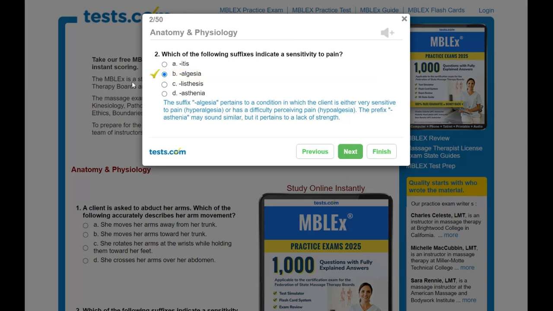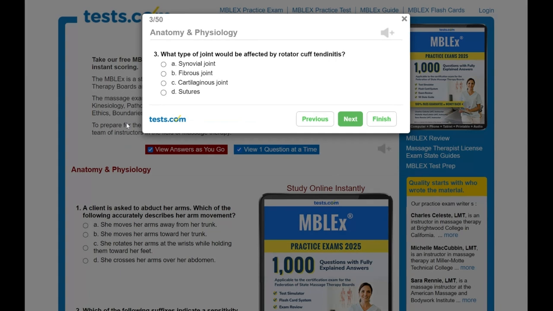B. Algesia. The suffix algesia pertains to a condition in which the client is either very sensitive to pain, hyperalgesia, or has a difficulty perceiving pain, hypoalgesia. The prefix asthenia may sound similar, but it pertains to a lack of strength.